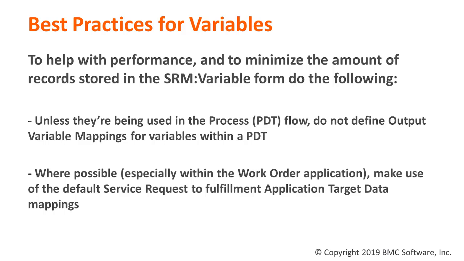Within the PDT, if you're not using variables between objects in a PDT, especially if you've got a single item in your flow, output variables should not be defined, because that's essentially going to double the amount of records stored in the SRM variable form, and we're going to take a look at that in a minute. And also, where possible, and this especially applies to some of the work order type fields, make use of the default service request to fulfillment application target data mappings. We'll take a look at those as well, because that can help reduce the amount of variables that you've got in the form. So let's take a look at both those items in real time.